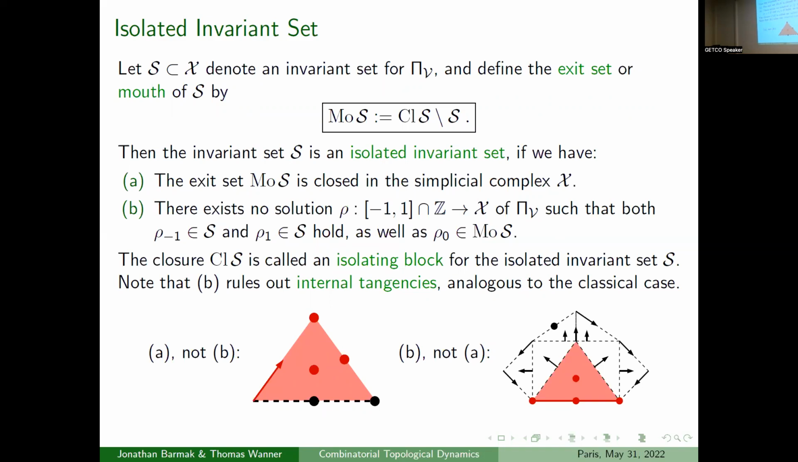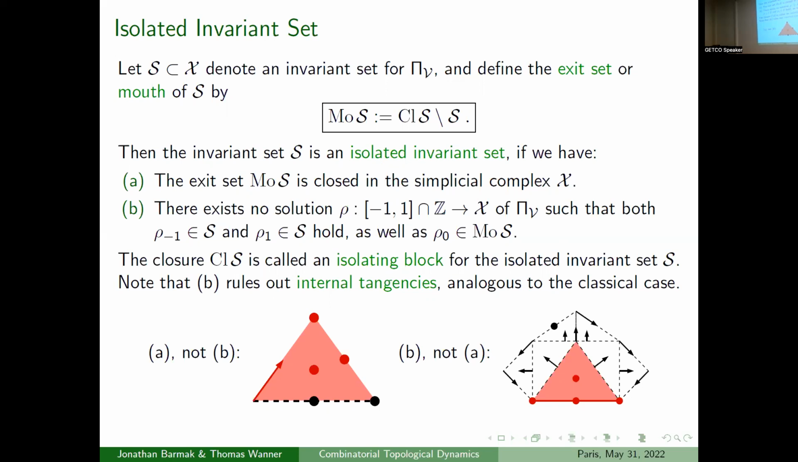And so this notion is exactly what Jonathan already talked about, the mouth of a set. And if anybody has a better name for this, we're open for that. But it is a topological notion here. If you take the closure of a set in this finite topological space minus S, this mouth takes the role as the exit set in the classical setting.